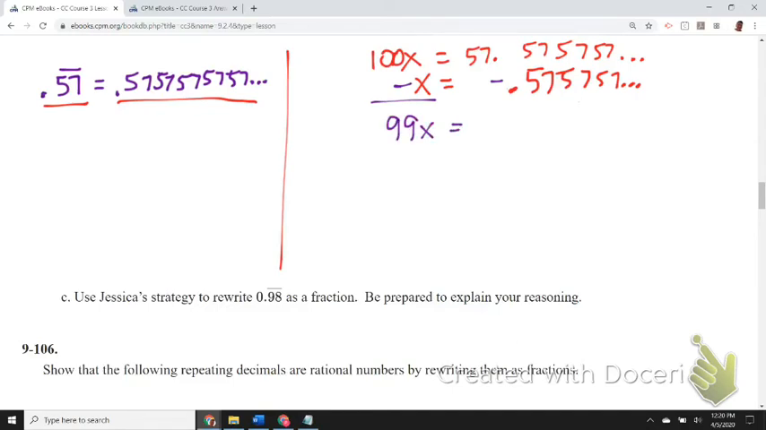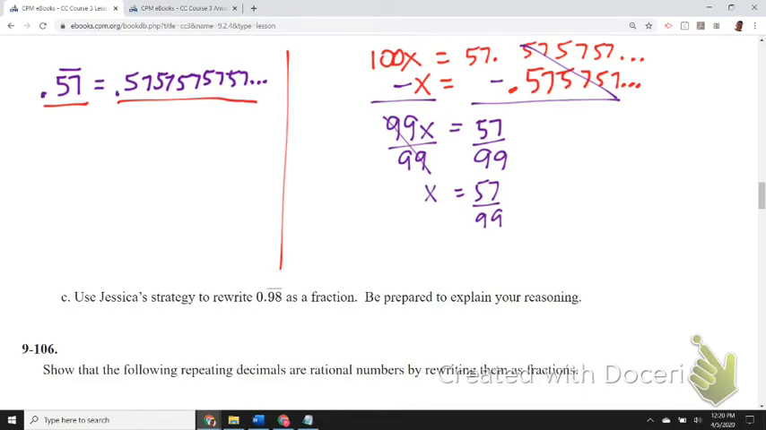And then if I subtracted 57.57575757 minus 0.57575757, what am I going to get? Well, as you can see, these two decimals should line up perfectly, and all of that repeating part would cancel itself out, and I would get 57. All right, so if I were to solve for x now, going back to our basics in algebra, I'm going to divide both sides by 99. My final answer is x equals 57 over 99. So whenever I divide by 99, I'm going to get those repeating decimals. Okay, so that's why it works.